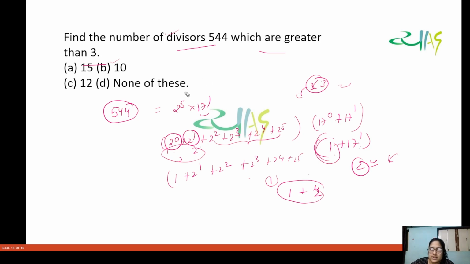And total number of factors will be what? 5 plus 1 into 1 plus 1, that is 12. So 12 minus 2 is what? 10. So your answer will come equal to 10. So this is how you do these kinds of questions. So just understand the concept, and obviously you will be able to do these questions.